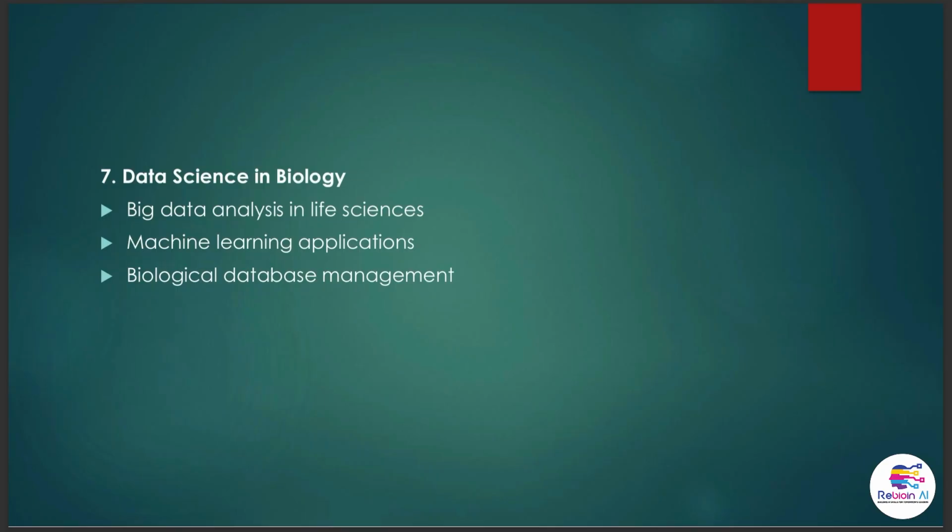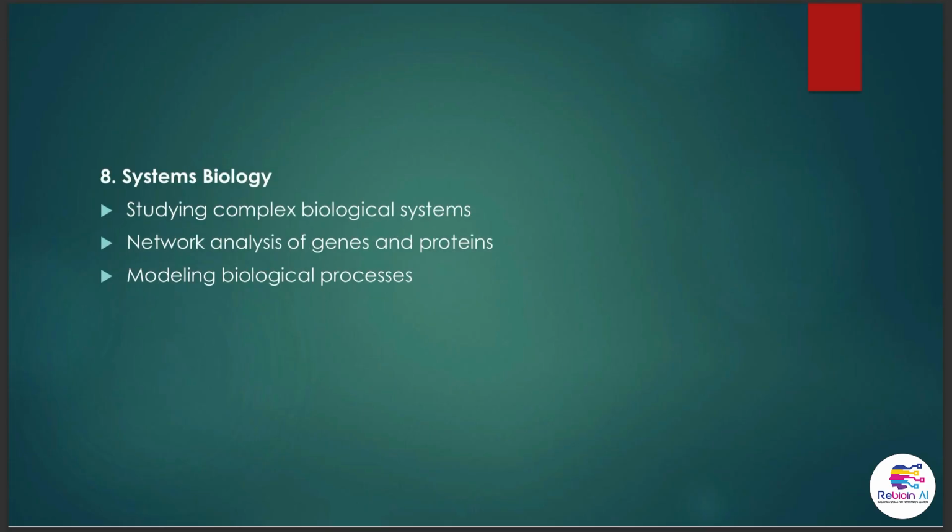Then we have data science in biology. Modern biology generates huge data sets, and bioinformatics uses artificial intelligence and machine learning to analyze them. This helps in predicting disease, understanding patterns, and making scientific discoveries faster. Next is systems biology. It is the study of complex biological systems or network analysis of genes and proteins. Instead of studying one gene or protein at a time, bioinformatics helps us to understand how entire biological systems work together, like how cells function as a whole.